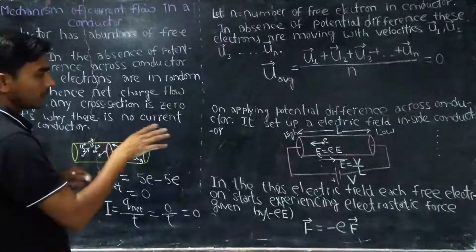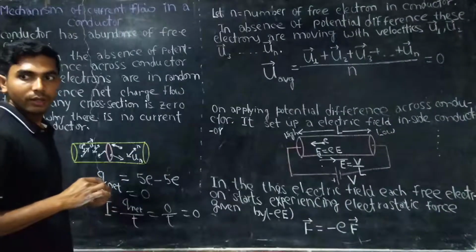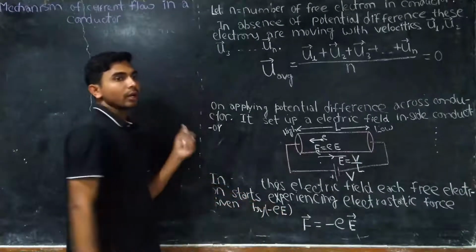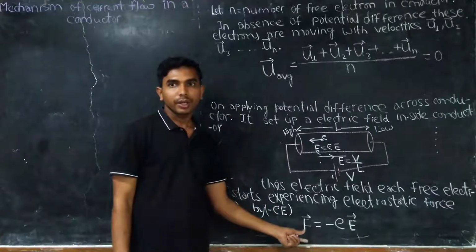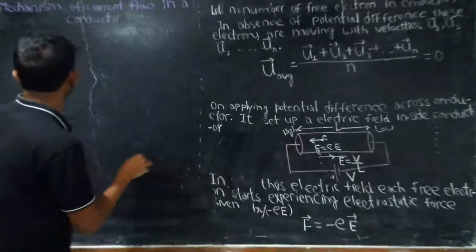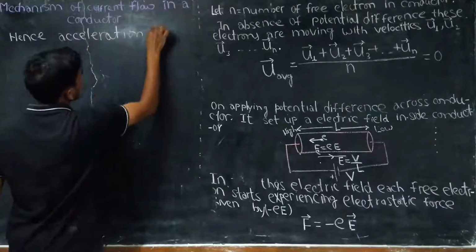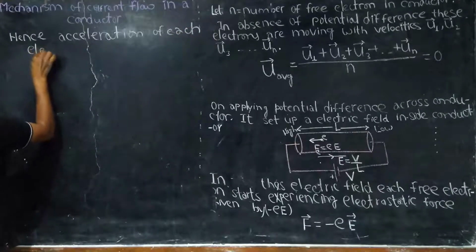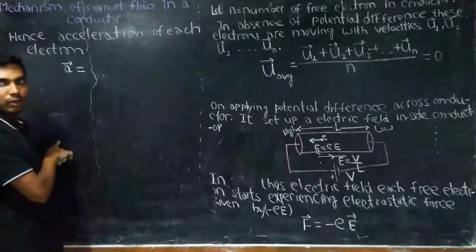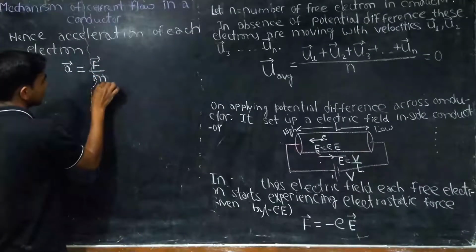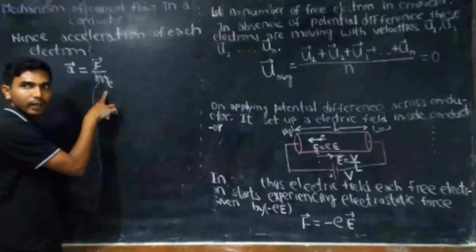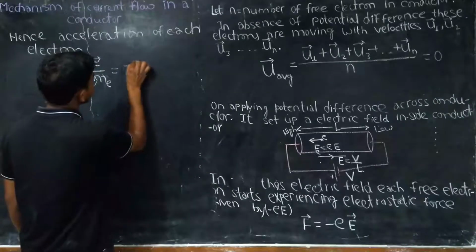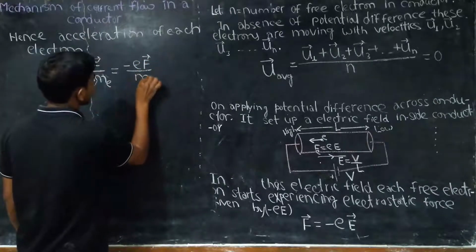Next we write the acceleration of the electron. Force is acting on the electron, so there will be acceleration of each electron. Hence the acceleration of each electron is equal to force by m, where m is the mass of the electron. Further, F has the value minus eE, so a equals minus eE by m.